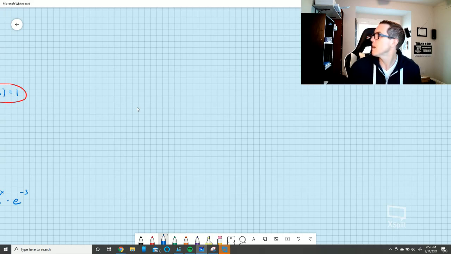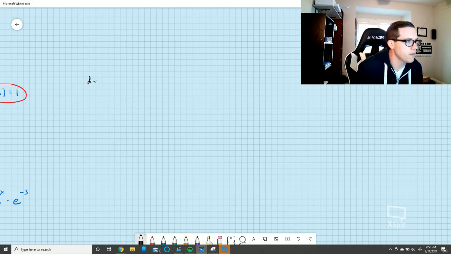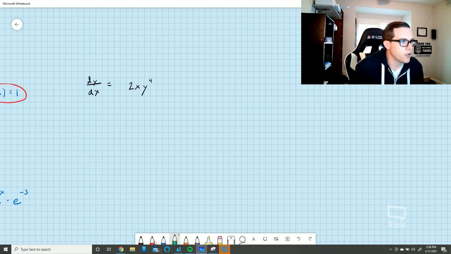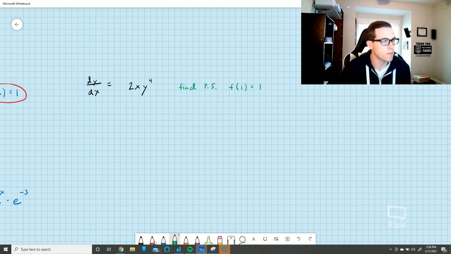All right, so this time let's do a little bit more tricky one. So dy dx equals 2x y to the 4th. All right, and we're going to find the particular solution. So find particular solution with the initial condition. Let's do f of 1 equals 1. Sure, keep these small. All right, so we go through the process.